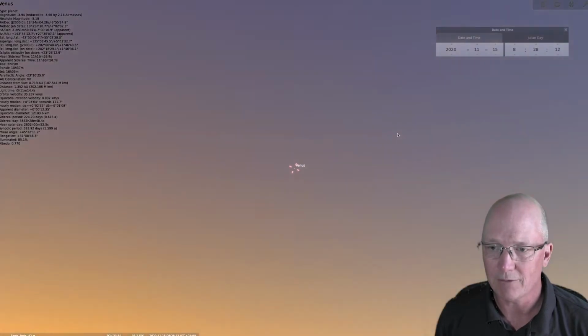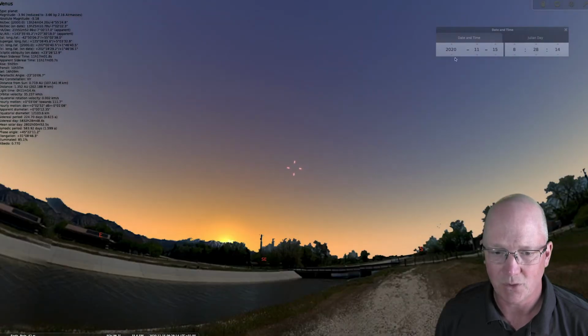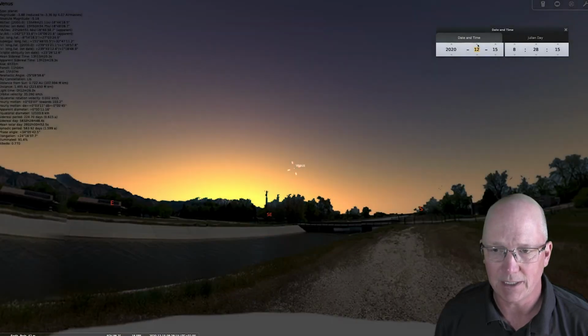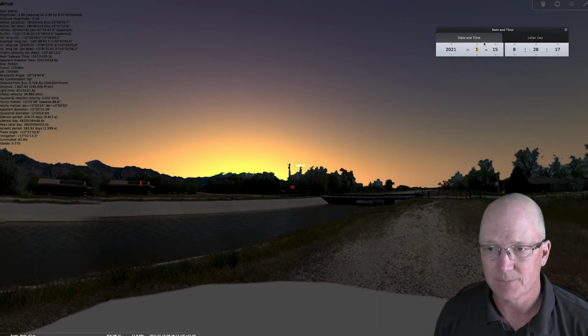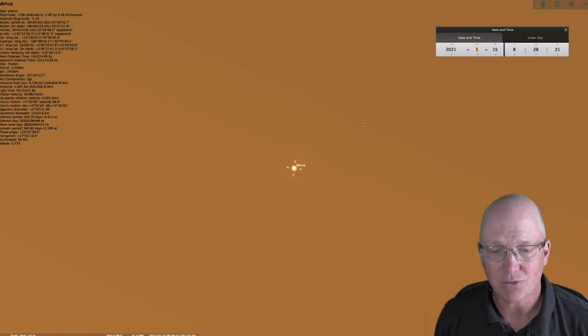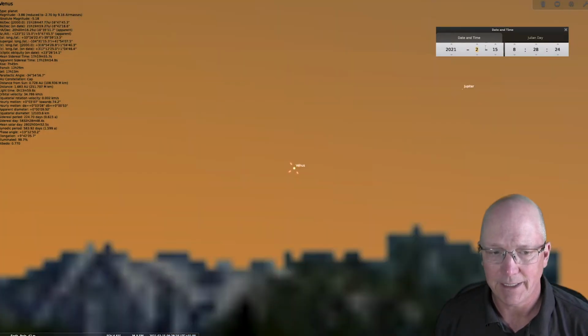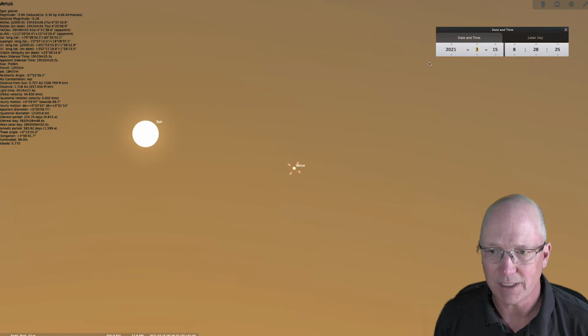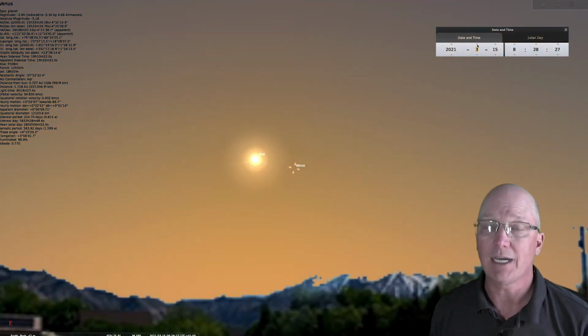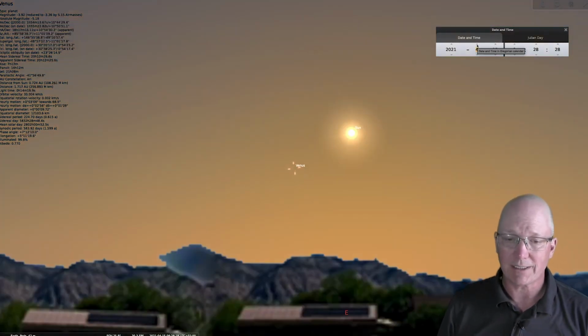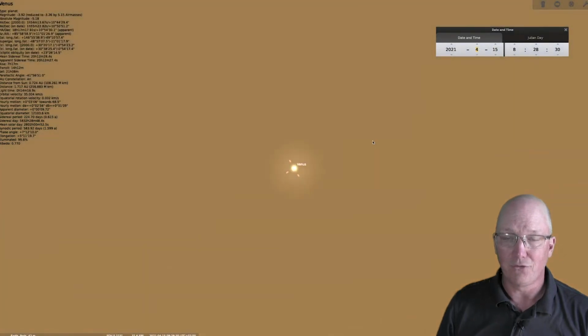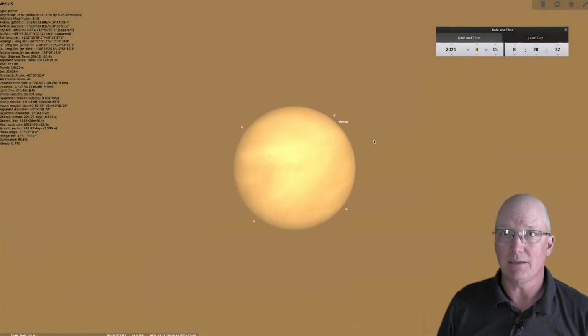At some point right around December, it's going to get so close to the sun that we won't be able to see it. So here in January, you can barely see Venus rising just before the sun, and then in February and March, it's now very close to the sun, and now it's on the other side. So when I zoom in on this again, you're going to see that it's full Venus. I'm seeing it fully lit.